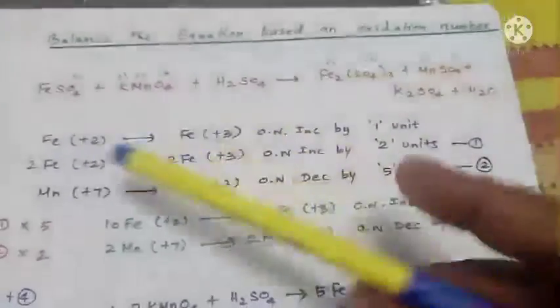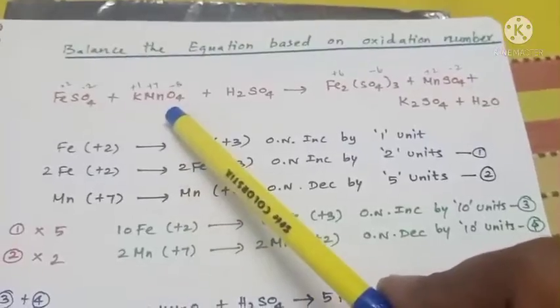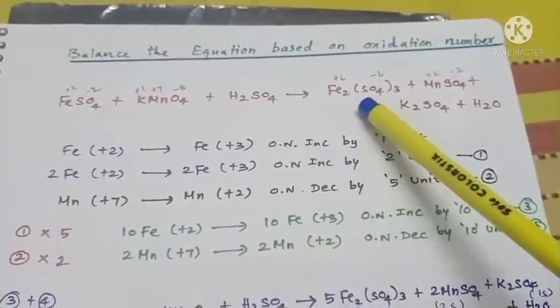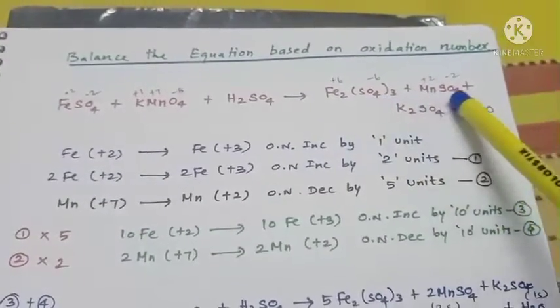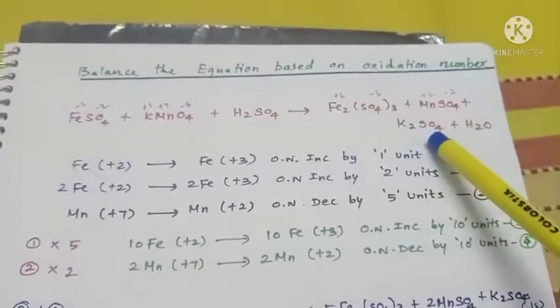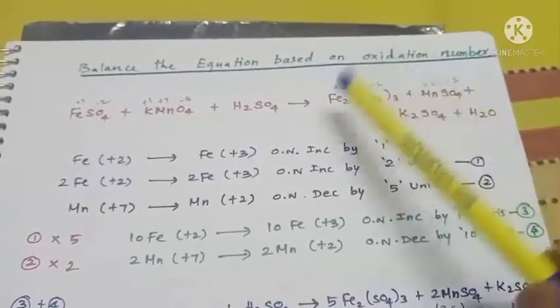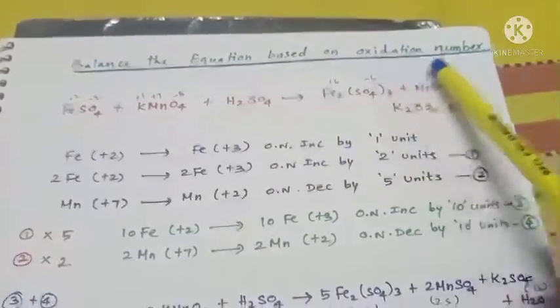Okay, so look at the equation. Ferrous sulfate reacts with potassium permanganate in the presence of sulfuric acid and gives ferric sulfate, Fe2(SO4)3, plus manganese sulfate and K2SO4, potassium sulfate, and water. Okay, so this is in an unbalanced form.